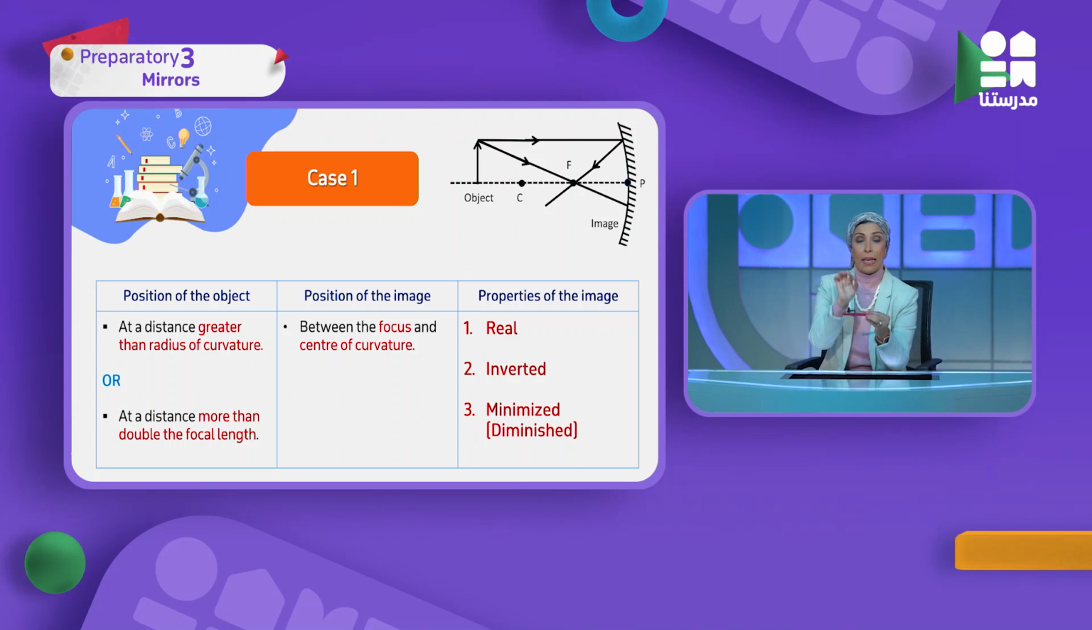Then 3 cm and put the focus in the middle. Okay. Then it asks me to put the object at a distance greater than the center of curvature. I will put it after C. Okay.